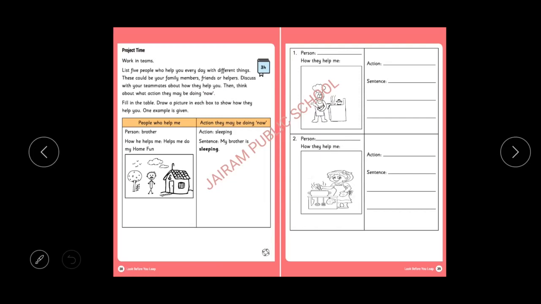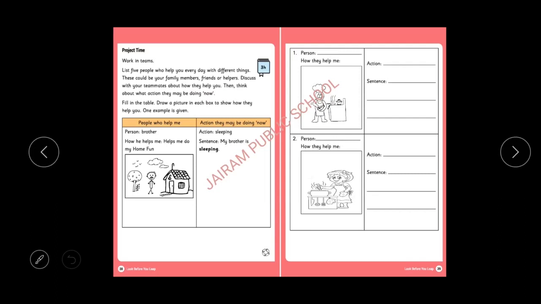So we have to think about five people who are helping us in our daily life. Then we should write how they are helping. After writing, we have to draw what they would be doing right now. What would they be doing right now? Okay, we should write that also. Are you clear? Yes, this is your project time activity.